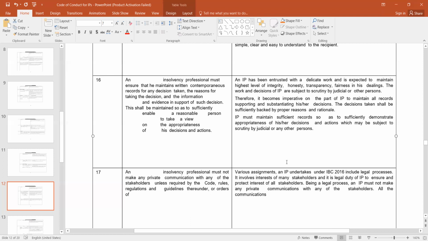No, I am not asking that. What I am asking is, okay, you were appointed as an IP in 2018. You completed that assignment in 2020. Now, can IBBI issue you a notice in 2023? That is my question. Yes, sir. Till 8 years, I think.